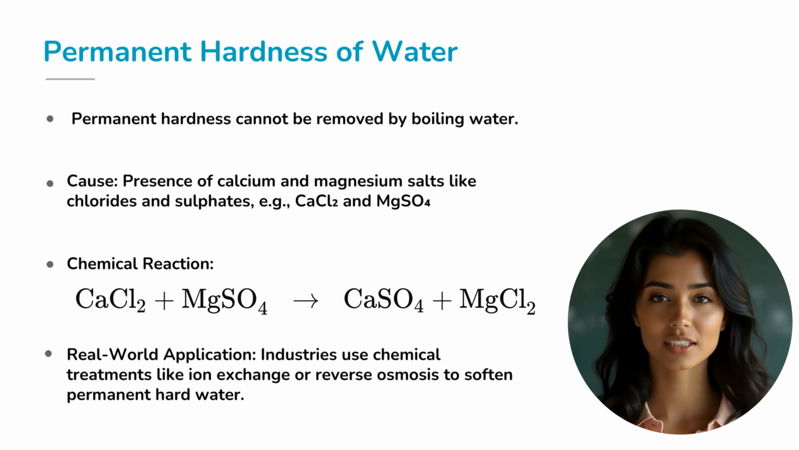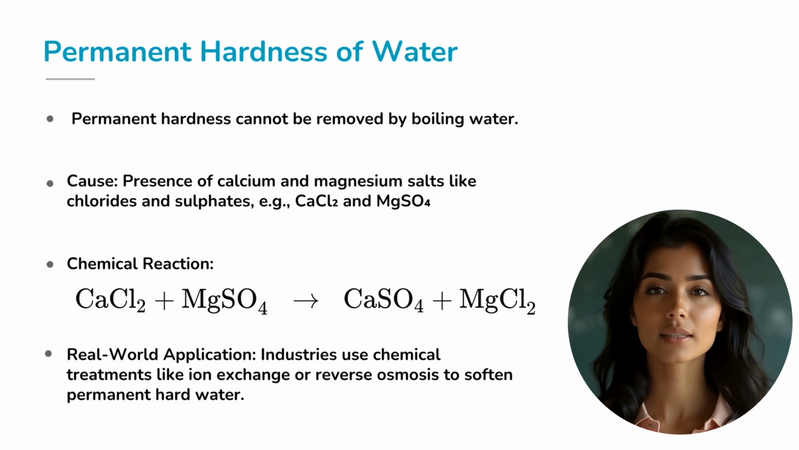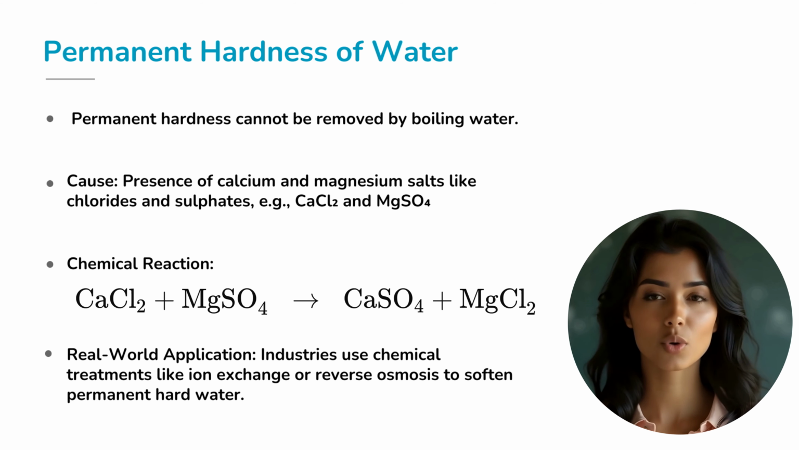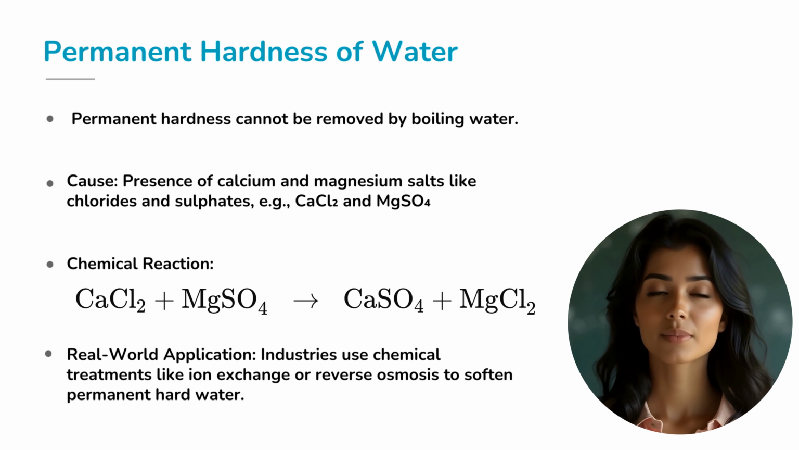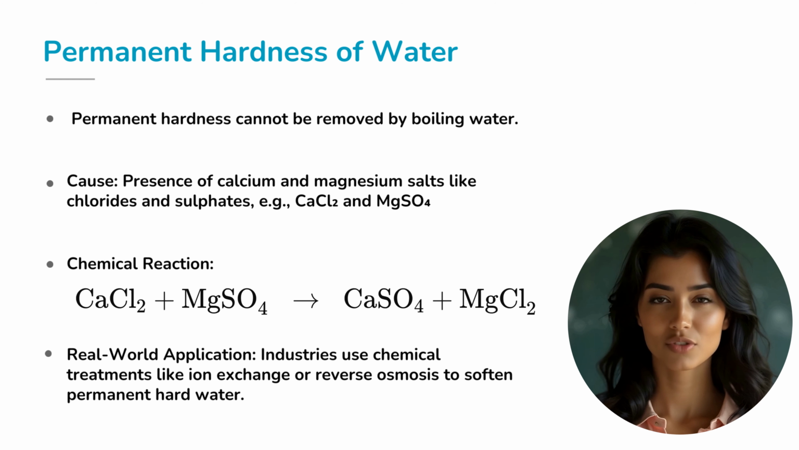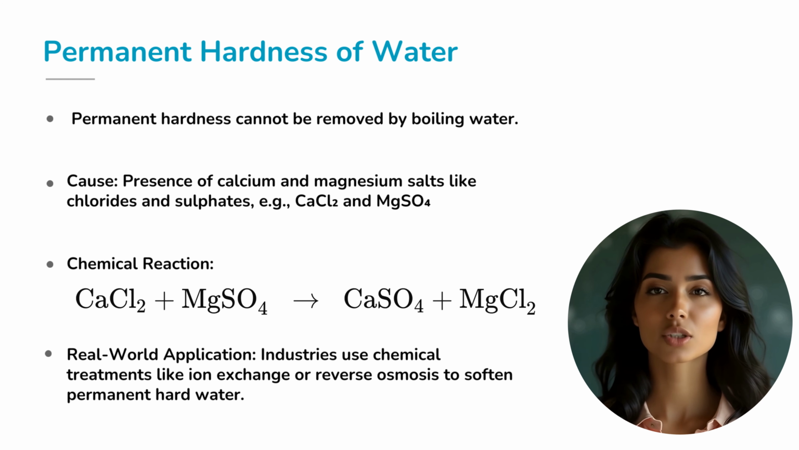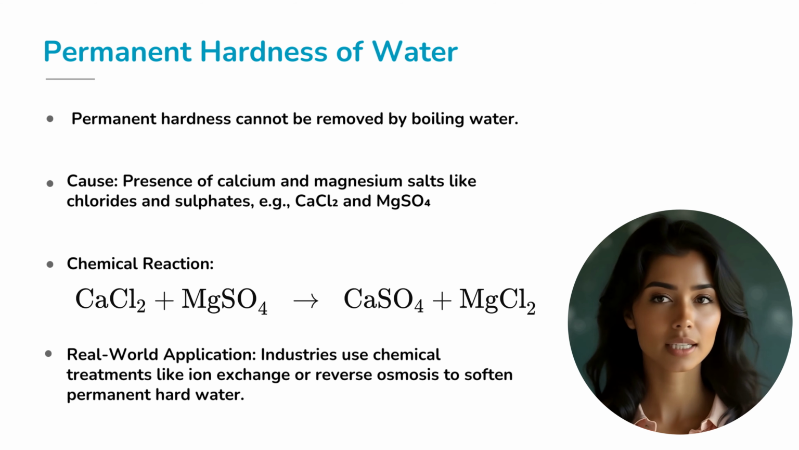Now, let's discuss permanent hardness. Unlike temporary hardness, this type can't be removed by boiling. It's caused by salts like calcium chloride and magnesium sulfate, which remain dissolved in the water even after boiling. For example, when water directly dissolves minerals from rocks, these hard salts stay in the water. They don't form a precipitate upon boiling.